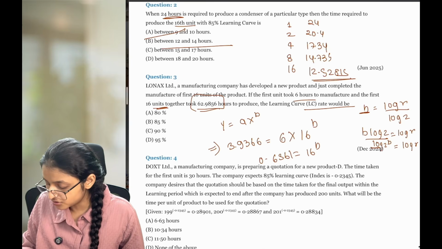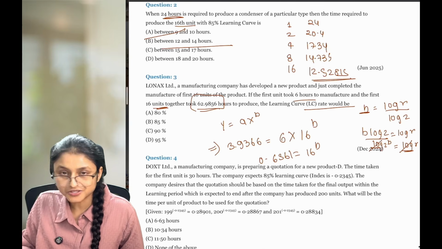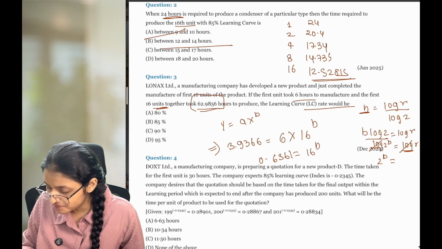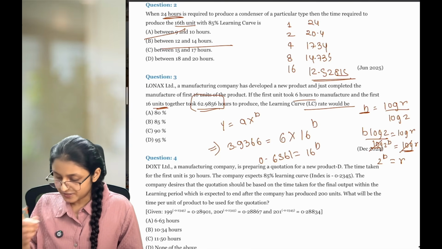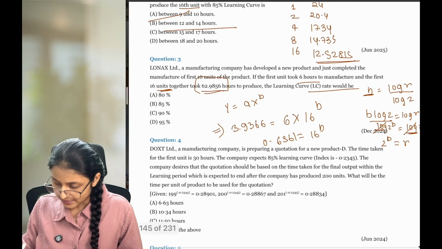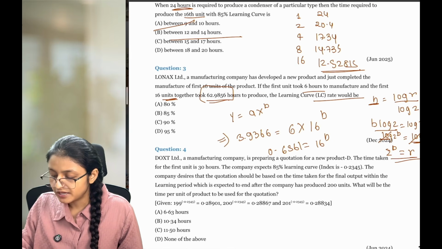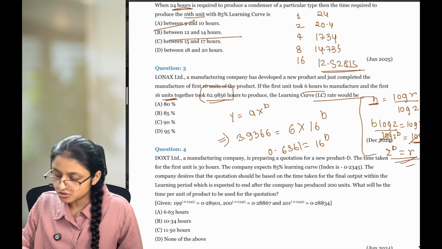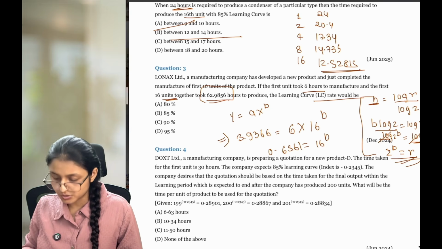Now if you notice, here also we have log, here also we have log. We can cancel the logs and we are left with 2 to the power b is equal to r. Okay? So wherever you find 2 to the power b, you can place it equal to r. And this you need to remember, because every time there is no need to show this. You should remember that 2 to the power b is equal to r.